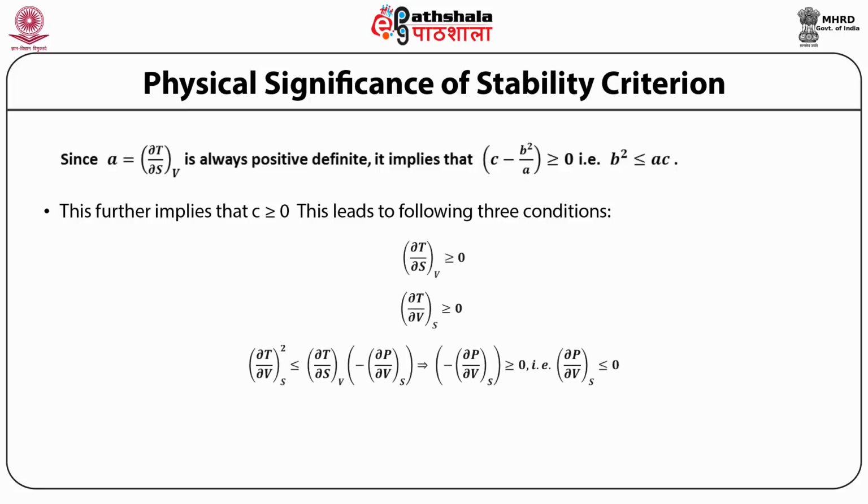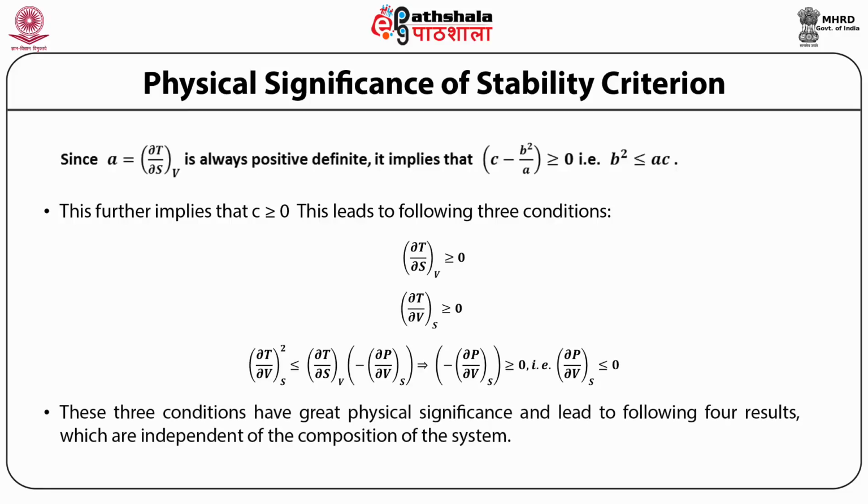First, (∂T/∂S) at constant volume is greater than or equal to 0. Second, (∂T/∂V) at constant S is greater than or equal to 0. And third, (∂T/∂V) whole square at constant S is less than or equal to (∂T/∂S) multiplied by negative of (∂P/∂V) at constant S, which further implies that negative of (∂P/∂V) at constant S is greater than or equal to 0. That is, (∂P/∂V) at constant S is less than or equal to 0.